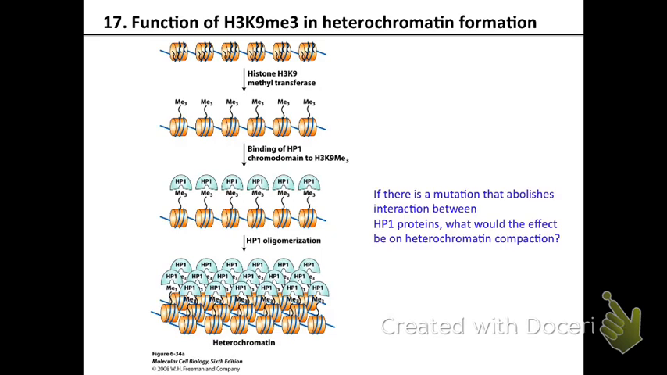All right, so here's a question for you guys. If there is a mutation that abolishes the interaction between HP proteins, so that HP proteins can no longer oligomerize, what would the effect be on the heterochromatin compaction? If you say that the heterochromatin would be more loose, more open, raise your right hand. If you say that nothing will happen, raise your left hand.